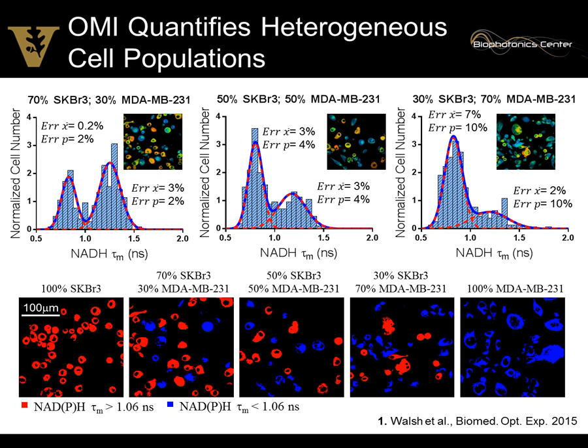And this is how we determined the minimum number of cells that we needed in our sample in order to identify a certain percentage of a subpopulation. So say we wanted to find a 10% subpopulation of cells, we needed 500 cells in order to do that. And this is how we define that.